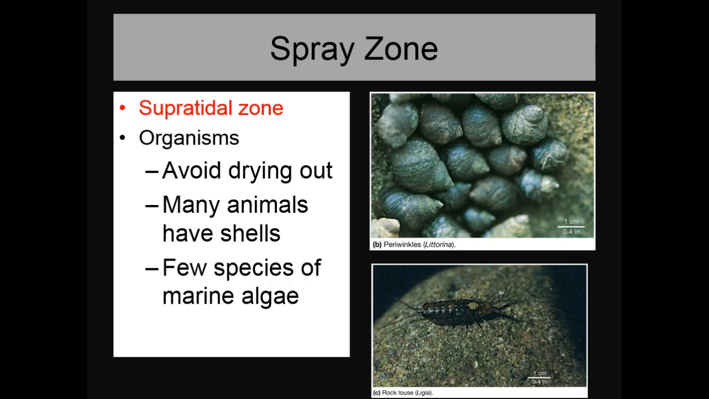The supratidal zone: supra means above. So outside the tidal zone, in the spray zone, we have organisms that need waves to avoid drying out. You can see these periwinkles here, they pull up tightly into their shells. We have a rock louse, which is very common in the spray zone, and it has a chitin shell to keep its insides moist, much like those roly-poly bugs or other insects that we have up on dry lands where we live. They need to keep from drying out.